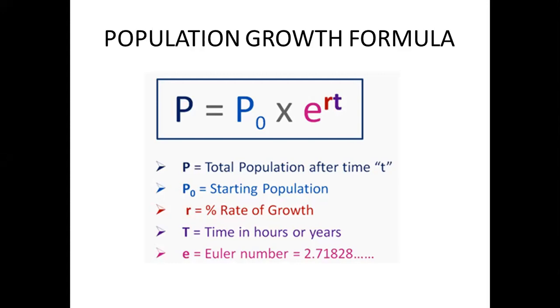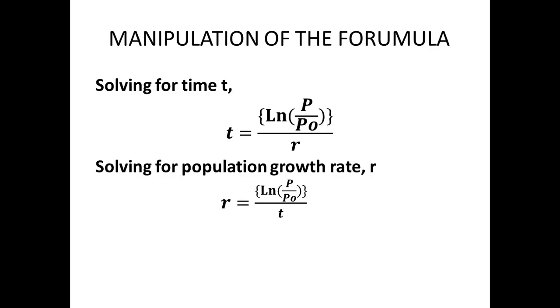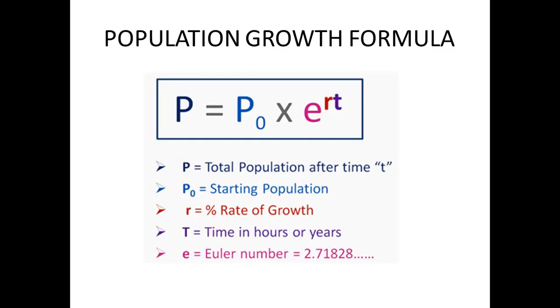P now is the total population after time T. P sub O is the starting population. Your R now is the percent rate of growth. Your T here is time in hours or years. And then your E is your Euler's number.